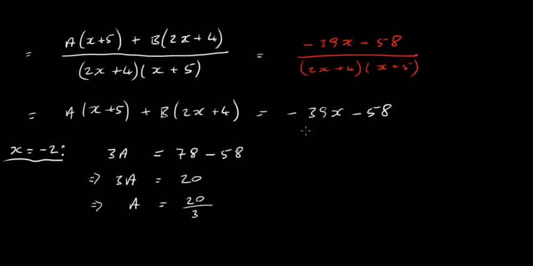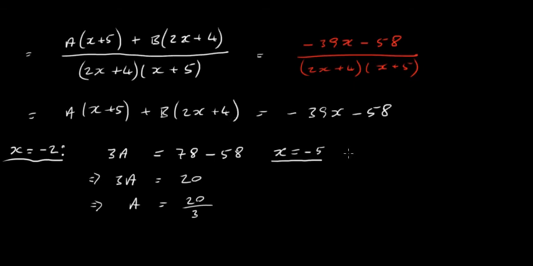Okay, so let's do the other one then. Let's see if we can find out what b is. This time I've got to let x equal something that will get rid of the a. Now if x is minus 5, I'll have minus 5 plus 5, which is 0. 0 times a is 0, so that'll get rid of the a. So I'm going to let x equal minus 5. So what will that do for me? Well, I'll end up with 0 here. I'll end up with 2 times minus 5, which is minus 10. Minus 10 plus 4 is minus 6.